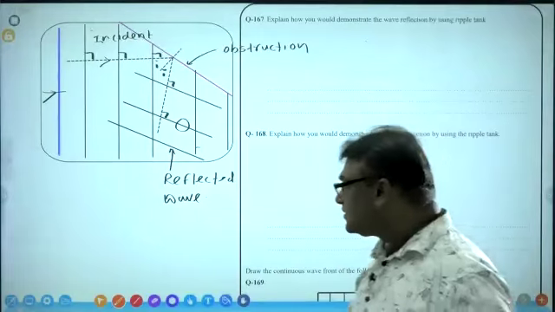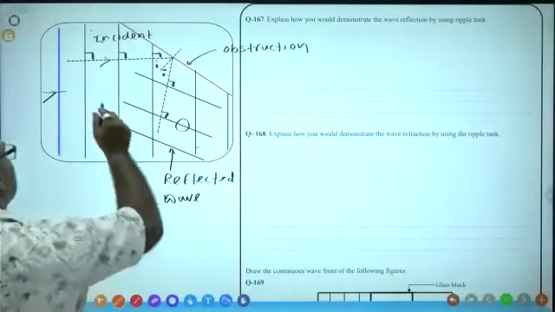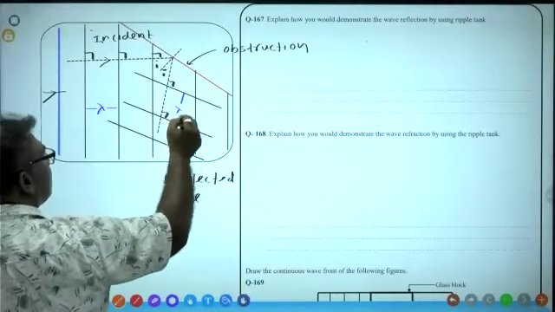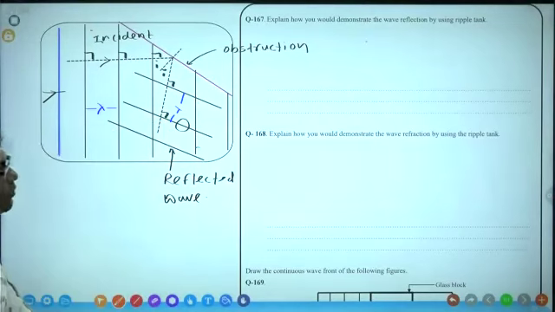The first property: the wavelength of the incident and reflected waves is the same. This one is the wavelength, this is also the wavelength, right? Wavelength same.